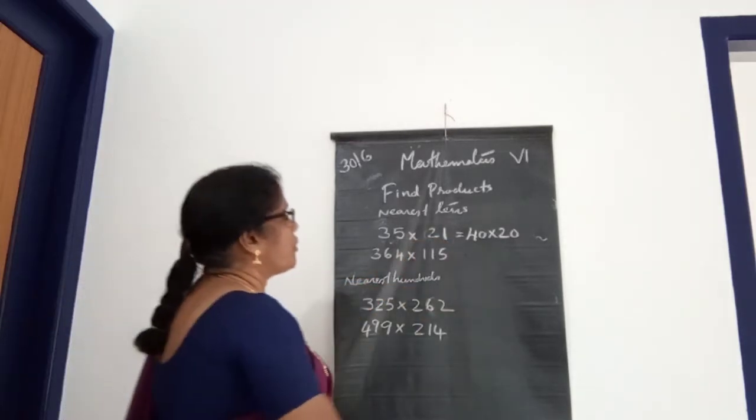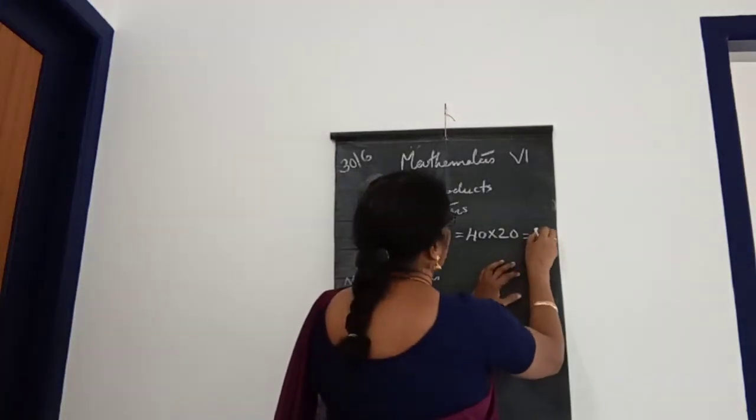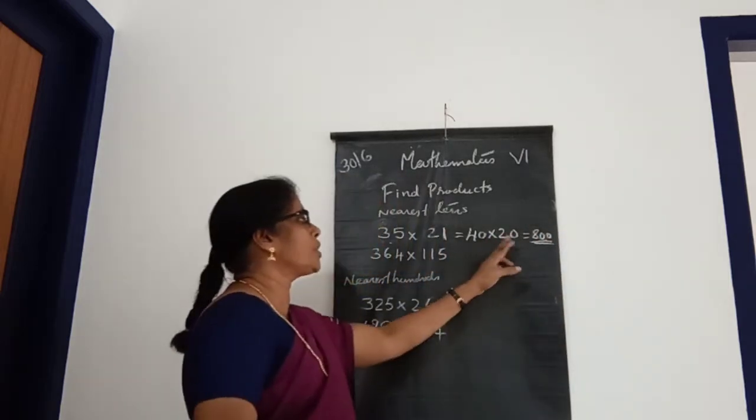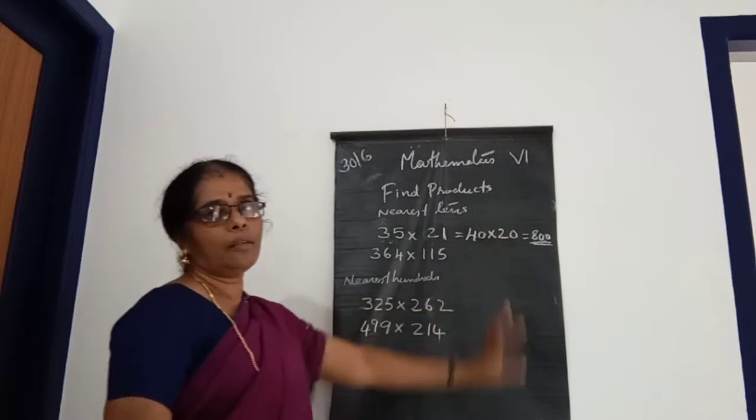So 40 into 20. What is the answer, children? 4 2s are 8, and these 2 zeros, so 800. These 2 zeros you can put after the 4 2s are 8.